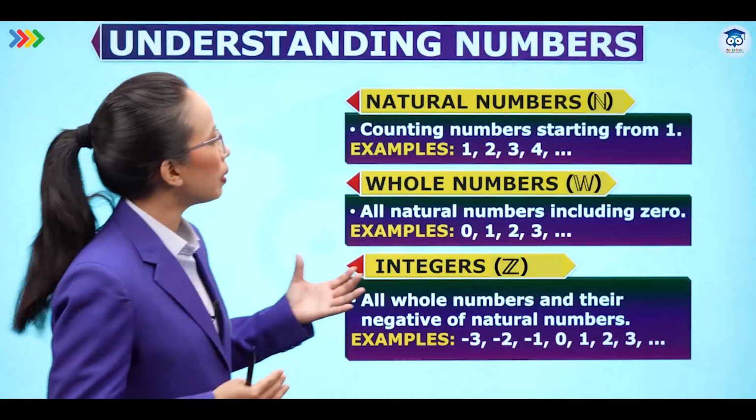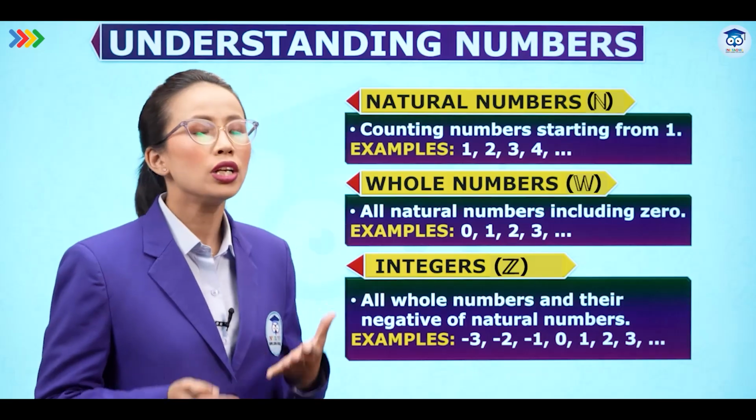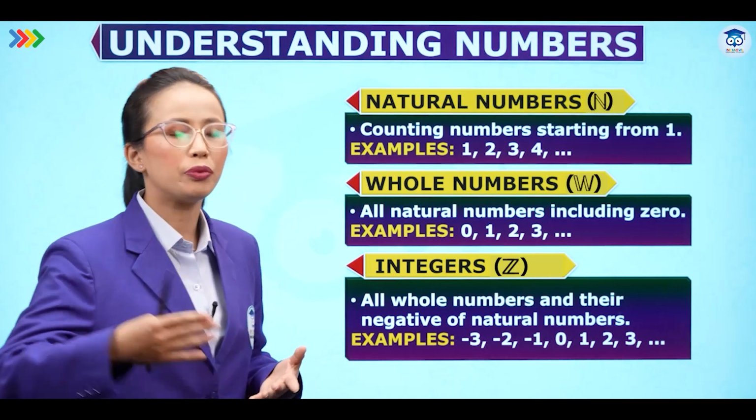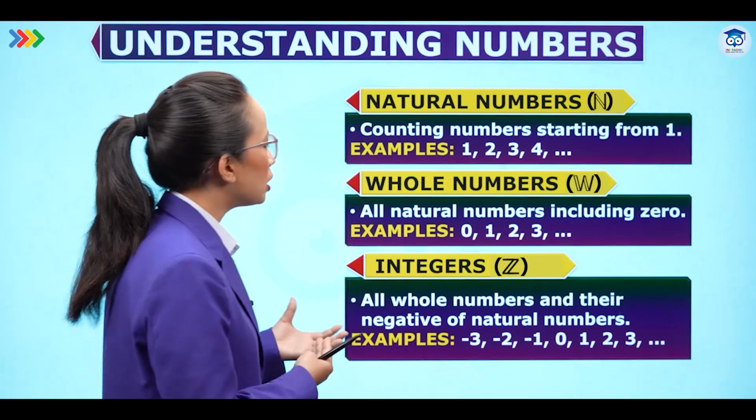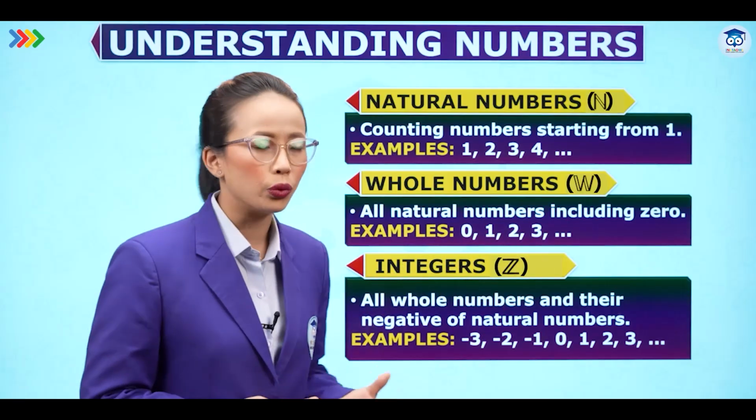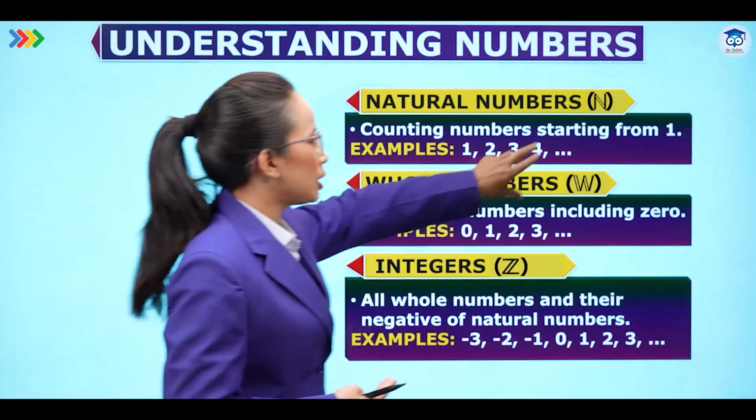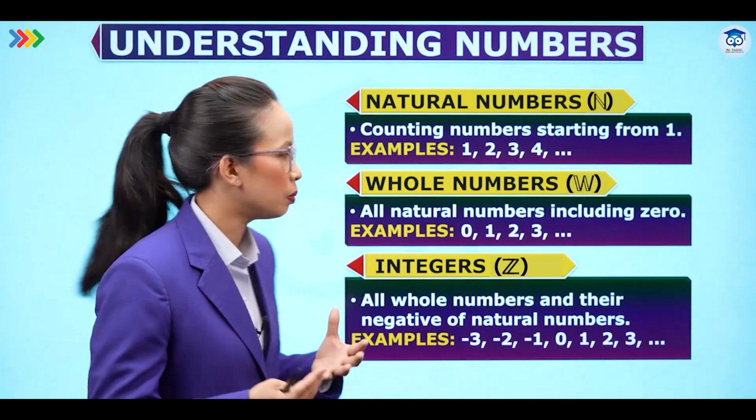We already know about the natural numbers. Natural numbers are the numbers that we use in counting, right? So when we count, we always start with 1, then 2, 3, 4 and so on. Next we have the whole numbers. Whole numbers are the natural numbers with 0, so it includes 0 in the natural number set. The natural number set is denoted by script N and the whole number set is denoted by script W.